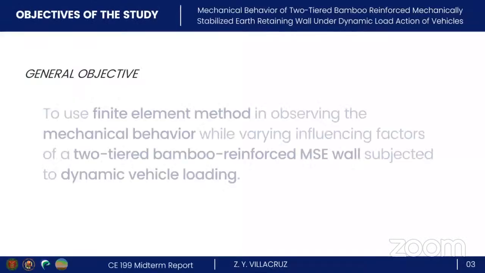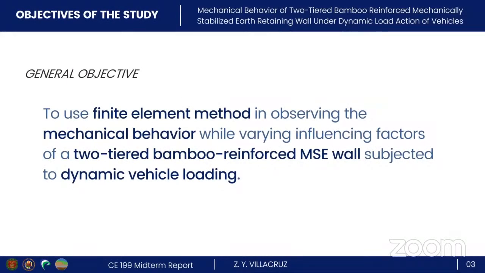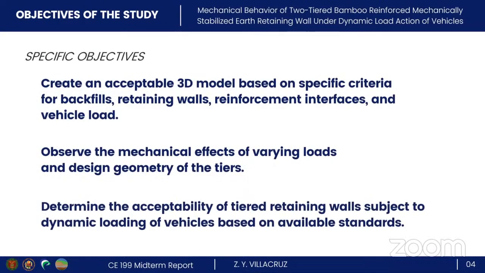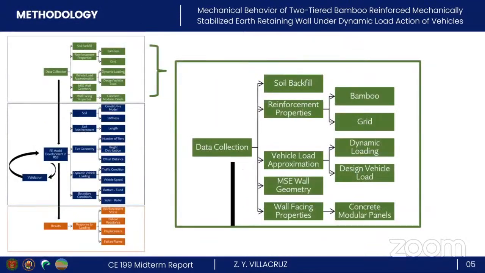The general objective of this research is to use FEM in observing the mechanical behavior while varying influencing factors of a two-tiered bamboo reinforced MSE wall subjected to dynamic vehicle loading. Specifically, the objectives include, first, to create an acceptable 3D model, second, to observe the mechanical effects while varying loads and wall geometry, and last, to determine the acceptability of the wall based on standards from the FHWA and the AASHTO. To review, this study's methodology is grouped into three main parts.